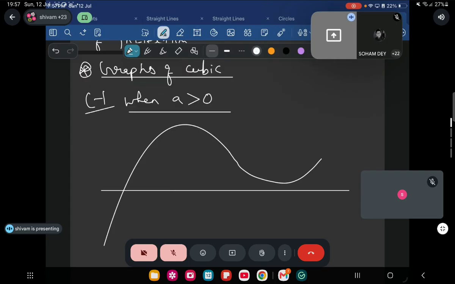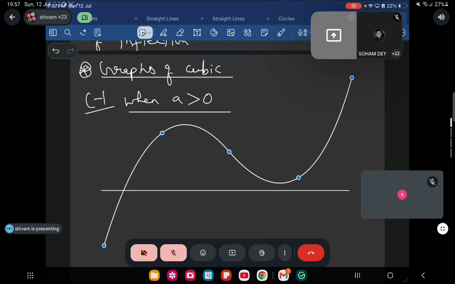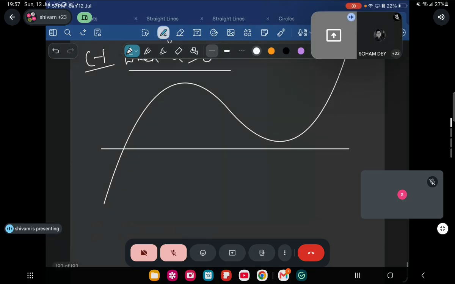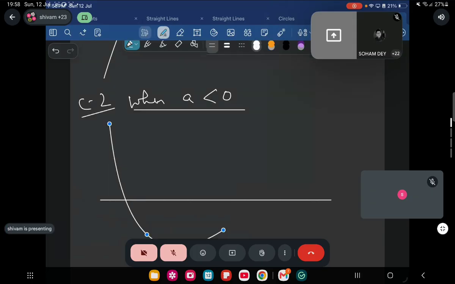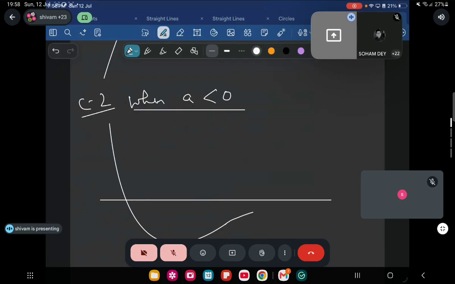Anyone having any doubt, you can ask me. How many roots it has? Tell me. Okay. It has only one root. Case 1. Case 2. When a is less than 0, the graph will come somewhat like this. I'm just showing you what will happen for a greater than 0 and a less than 0. Okay, everyone?